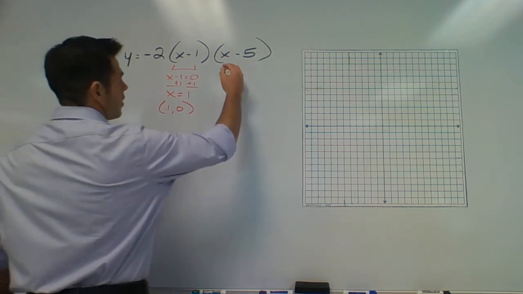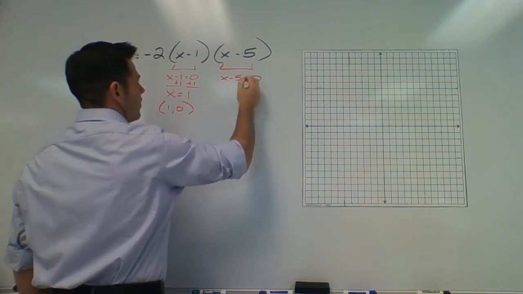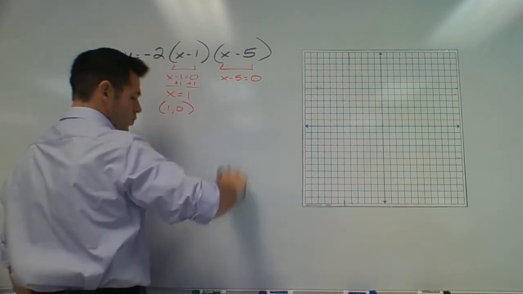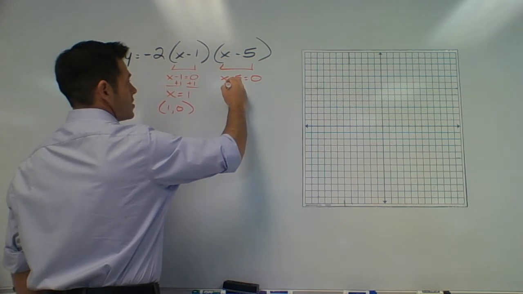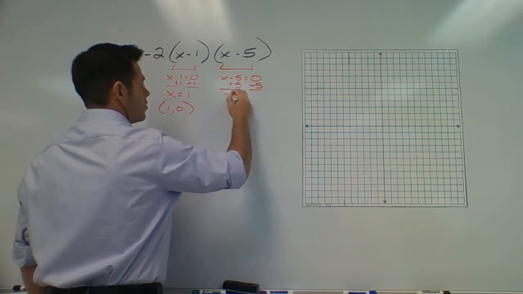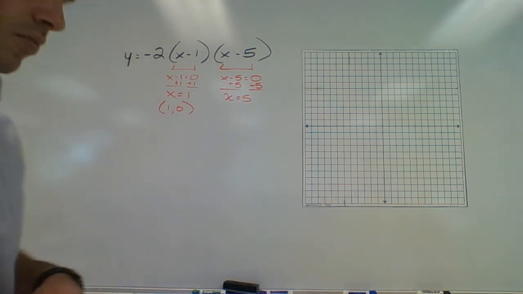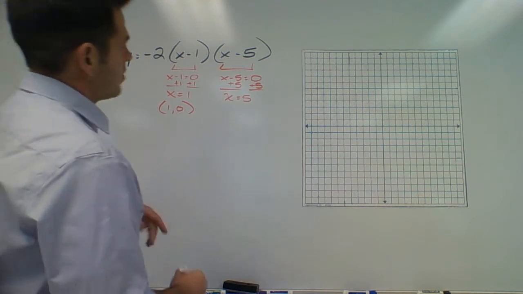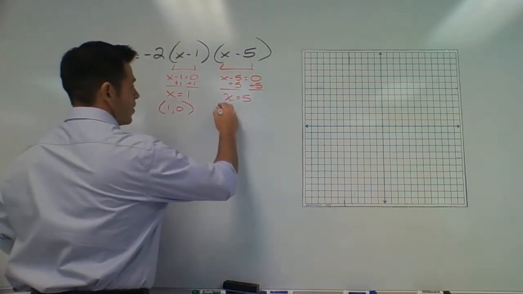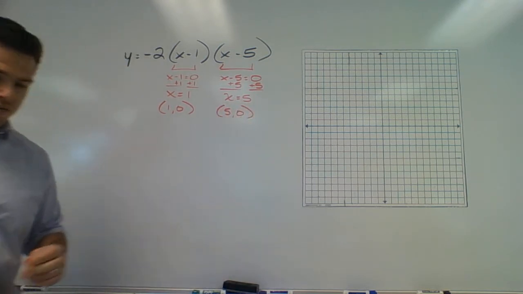The other one over here is x minus 5. Again, I'm trying to figure out what value for x I would be able to plug into this parenthesis in order to get a value of 0. When I do the math work there, I would be able to plug in 5. Again, you could probably just take a look up here: 5 minus 5 would be 0. So another one of my x-intercepts would be 5, 0.